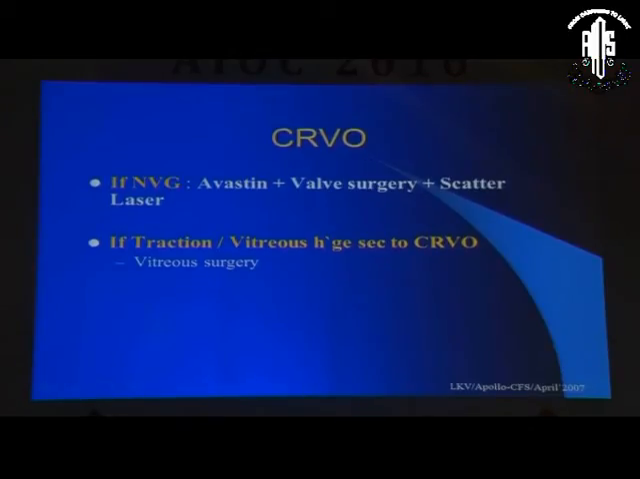To my thinking, the best result in CRVO with NVG is you give anti-VEGF, start doing laser as early as you can with LIO if possible, and start coming posteriorly. And in between, if the pressure misbehaves or is not controlled despite medical treatment, valve surgery gives very good results. And a lot of these patients have good maintained vision. So combination of these three things gives the best.